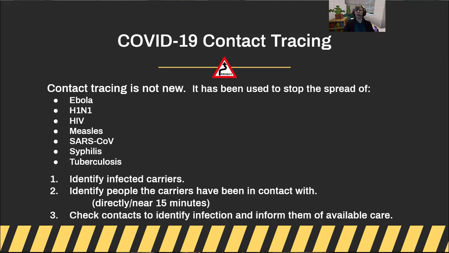Contact tracing is not new. It's been used to stop the spread of Ebola, H1N1, HIV, measles, SARS, and even TB. We identify infected carriers and the people the carriers have been in contact with, and check with them to make sure whether or not they're healthy and inform them of available care.